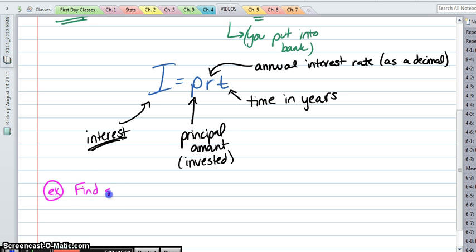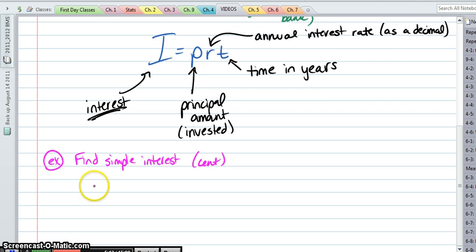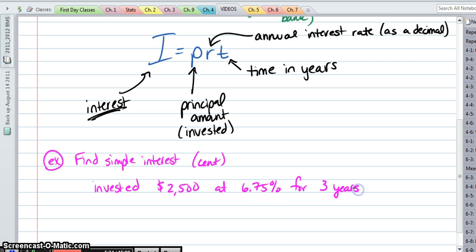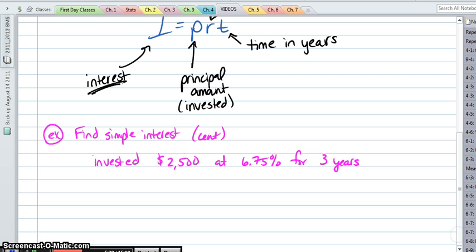So find the simple interest, nearest cent. And let's say we have invested $2,500 at 6.75% for 3 years. Now, a few years ago we could have gotten an interest rate like that, but nowadays it'd be a little bit tricky to find. They're a lot less than that. But we can work with this anyway, see what we would get. So, what are we trying to find? Well, we're trying to find the simple interest, I, so we're not sure what I is. That means that we should have all of the other parts.